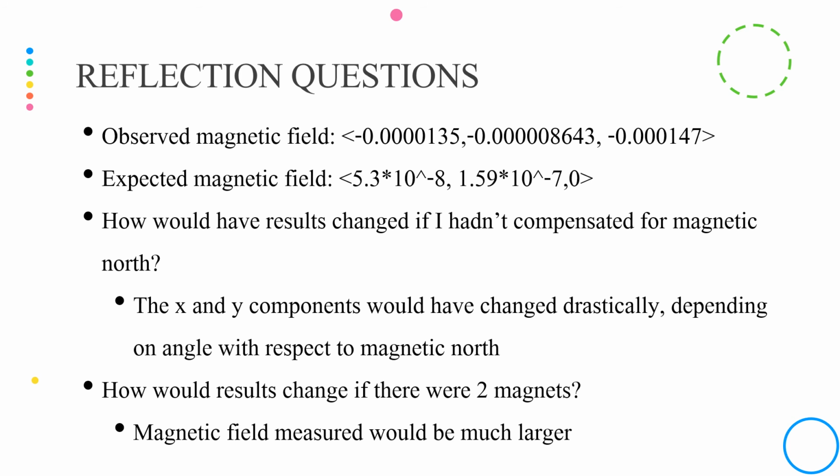How would results have changed if there were two magnets? The magnetic field would be much larger, about twice as big, because there would be two magnets with the same dipole moment creating a magnetic field.